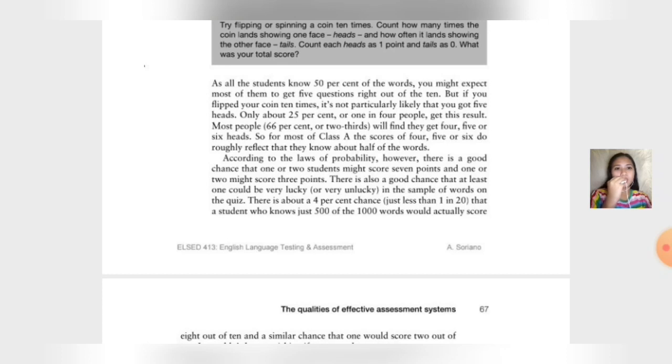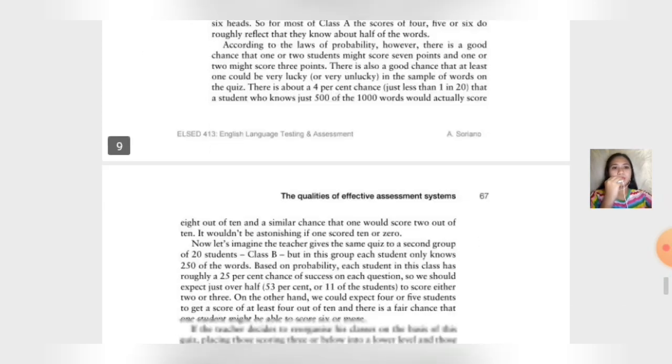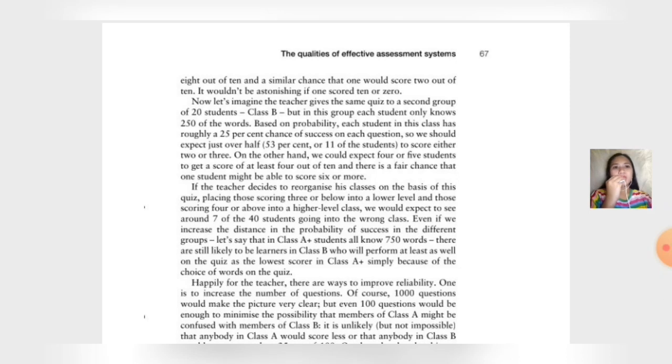In a sample of words on the quiz, there is about a 40% chance that a student who knows just 500 of the 1,000 words would actually score 8 out of 10, and a similar chance that one would score 2 out of 10. It wouldn't be astonishing if one scored 10 or 0.